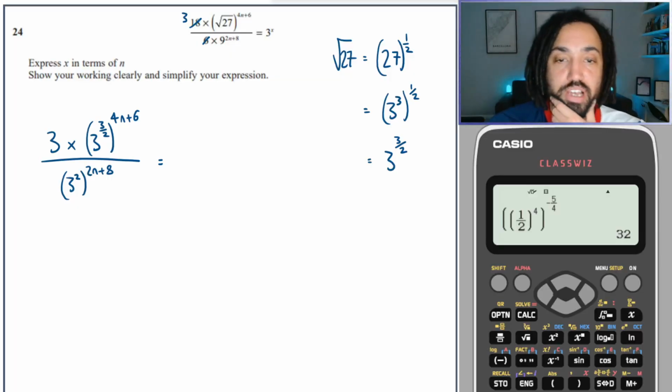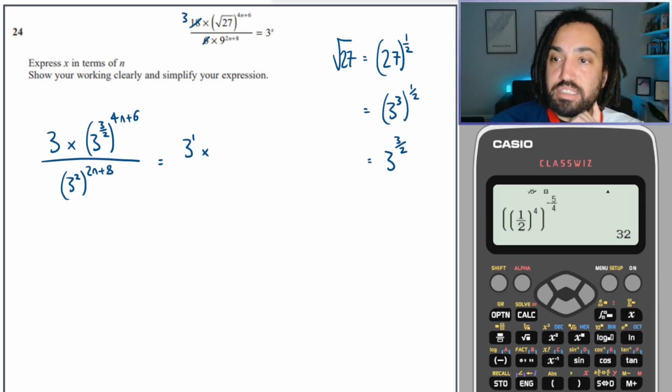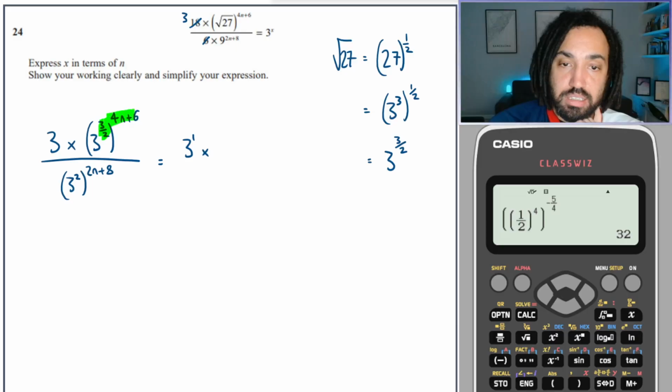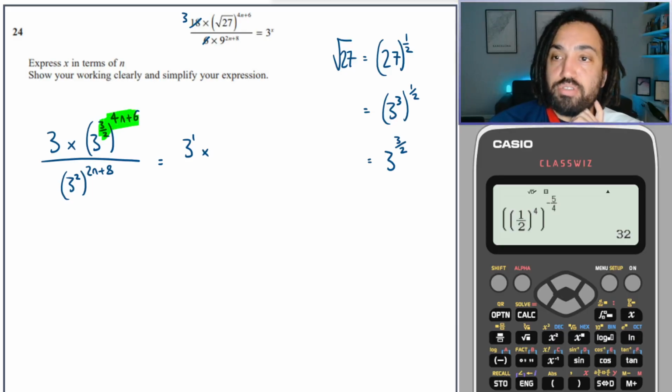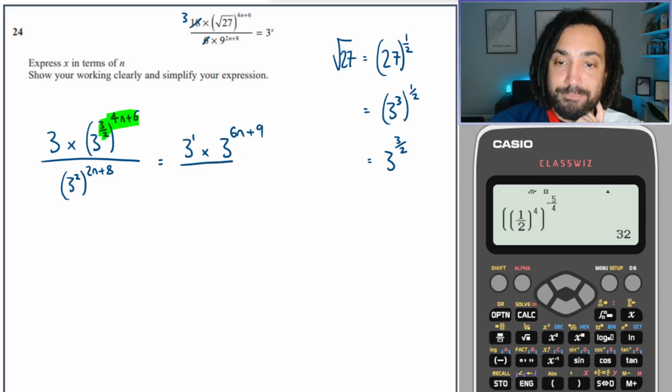Okay, let's simplify the top line. This becomes 3, and I'm going to put the power in there as well, that might be helpful. Now I'm going to have to multiply these powers here. So 3 over 2 times 4 is 6. So that's 3 to the 6n. And 3 over 2 times 6 is 9. Okay, that's simplified. And down the bottom here we can multiply the powers to get 4n plus 16.